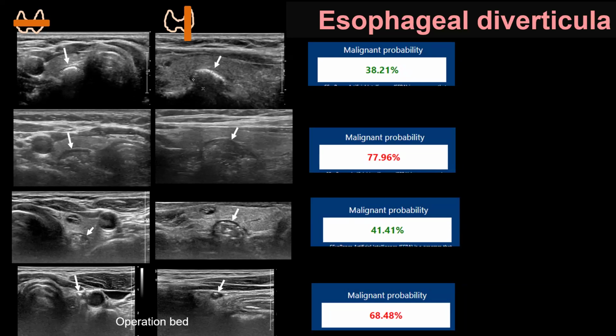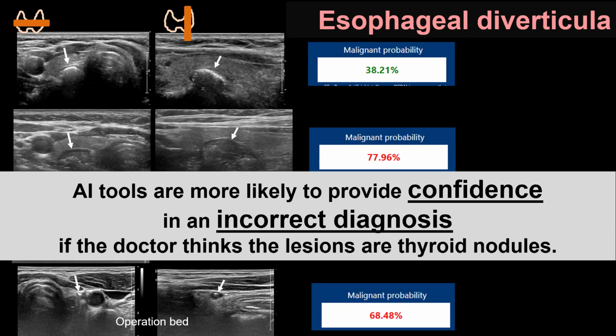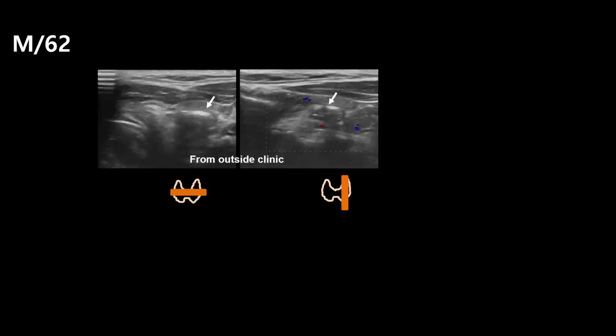As seen in the situations above, AI tools are more likely to provide confidence in an incorrect diagnosis if the doctor thinks the lesions are thyroid nodules. The doctor's knowledge and experience can impact the ultrasound image taken. This patient was referred due to a thyroid nodule with macro calcification.